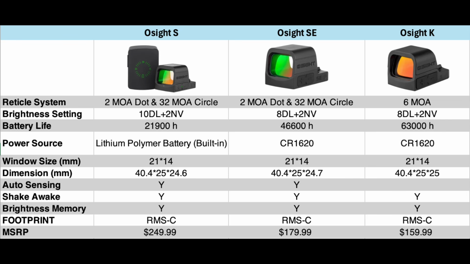That circle requires a lot more energy to produce, so they were able to get it up significantly by removing that. Again, this sits on the RMSc footprint, so think of your SIG P365s, your X-Macros, things like that. And where the original Osight S was $249, the SE was $179, this guy comes in at $159.